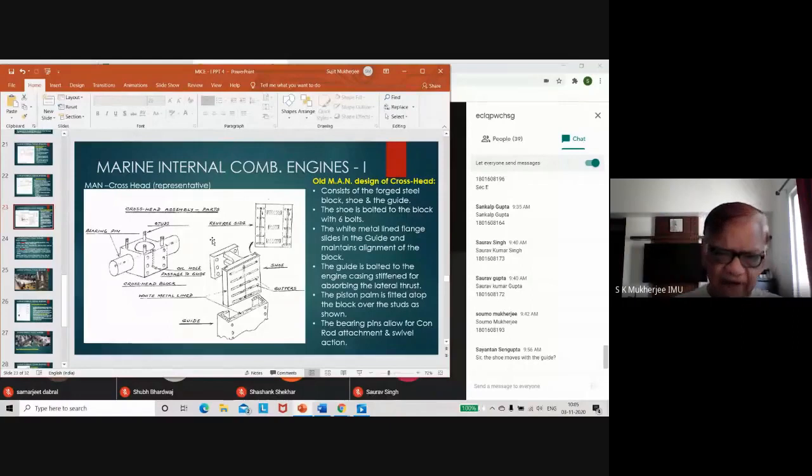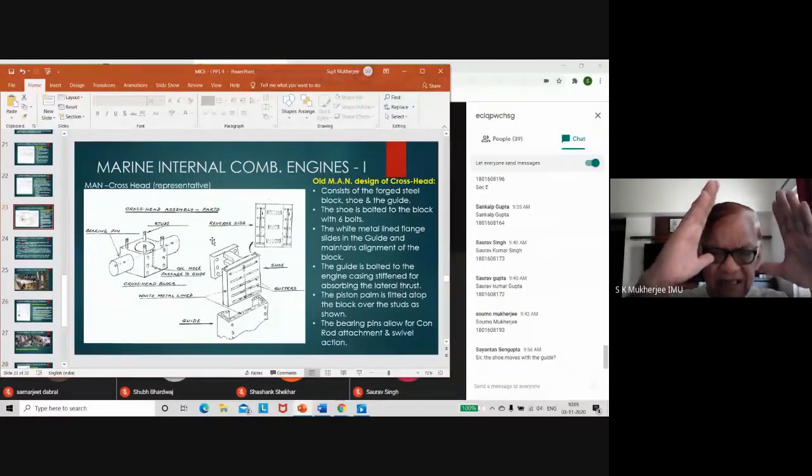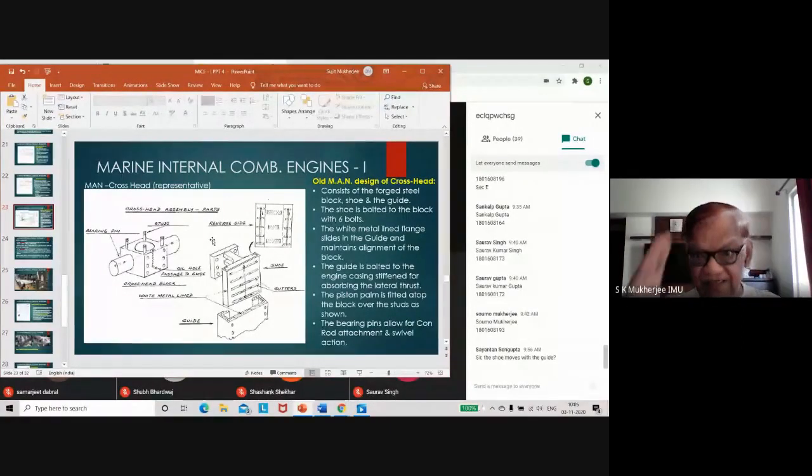Now let me explain that once again. You have seen the A-frames. They are all at a slope. The sides are at a slope. But the crosshead, which has to be supported on the A-frame, has to move perfectly vertical. So that guide, which has to guide the crosshead to move absolutely vertical, has to be fitted to the A-frame. But the A-frame is at a slant. So how is it going to be fitted?